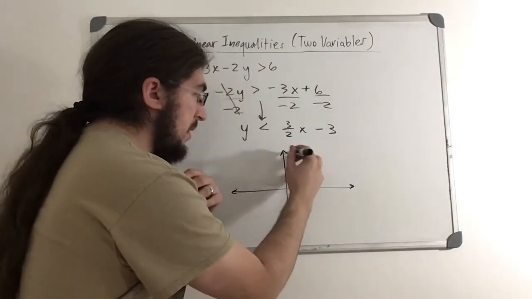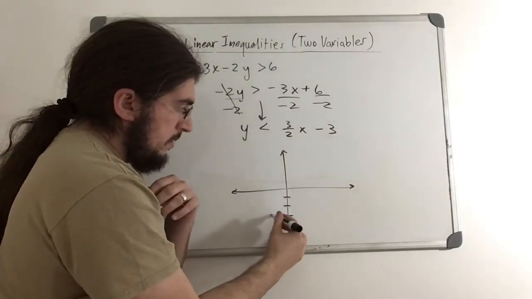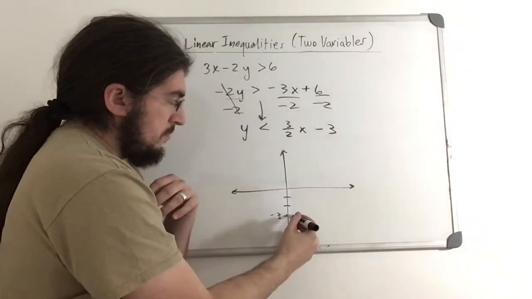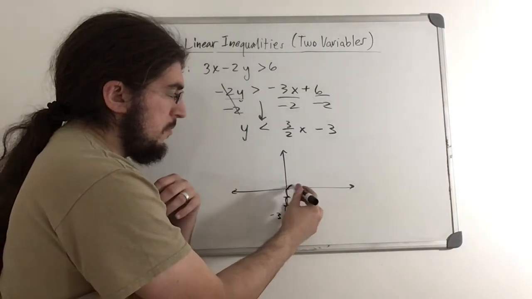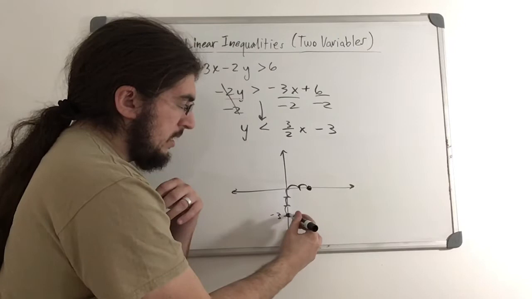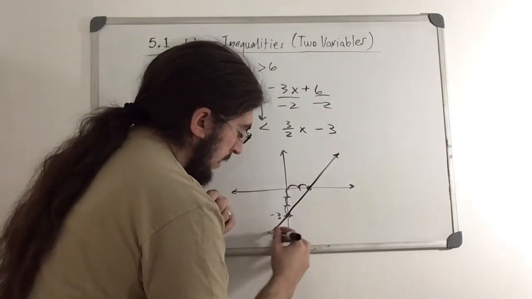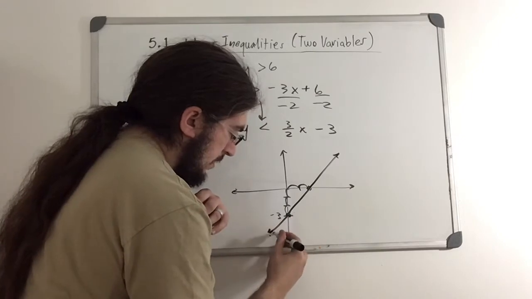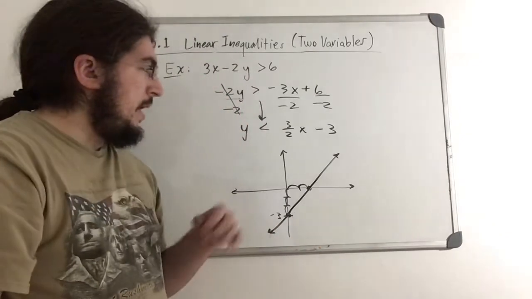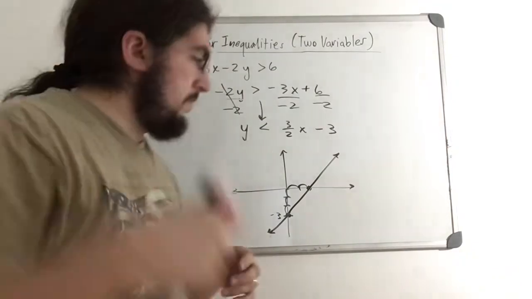To graph this, we're going to start at -3 on the y-axis, because it's our y-intercept. Then we're going to go up 3 over 2. Up 3 and over 2. There we go, so I got this point and this point. Connect them with a line, and then follow the previous suggestion. It's less than, so that means we shade below.